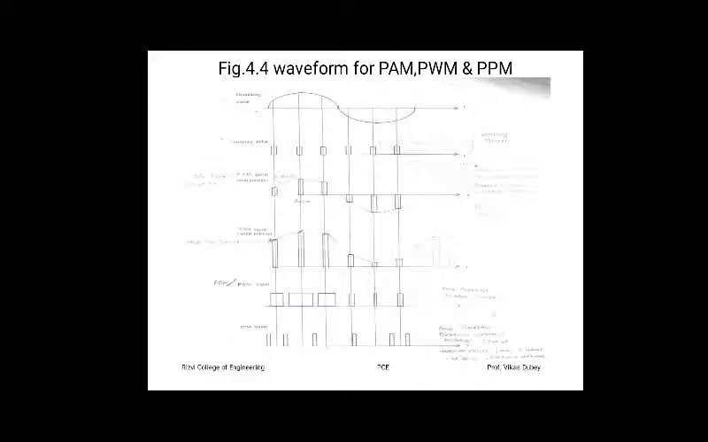Then the fifth waveform is pulse width modulation, where the width of the pulse changes with respect to the amplitude of the modulating signal. Where the amplitude is maximum, the width is maximum; where the amplitude is minimum, the width is minimum; where the amplitude is negative, the width is smaller than the actual width of the pulses. And the last is pulse position modulation, where the width stays the same but the position changes with respect to the amplitude. Where the amplitude is more, the position change is more. When the amplitude is less, the pulse position change is less.